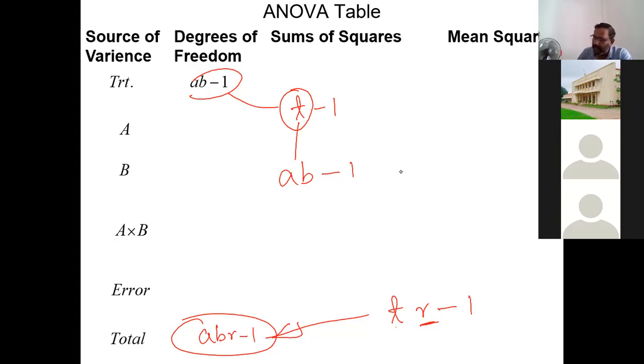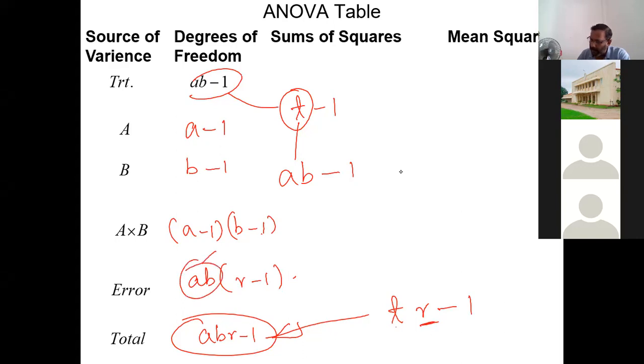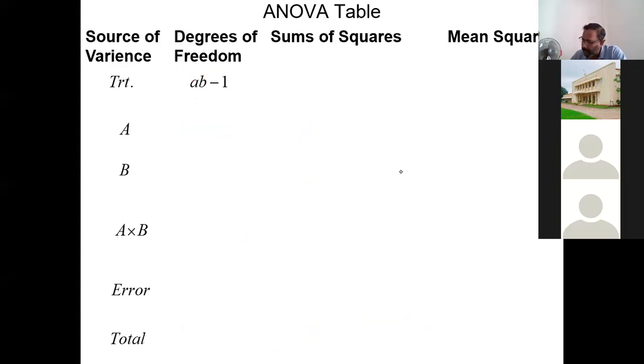How many levels are there in A? Factor A has a total of A levels, so A minus 1. How many levels of factor B? B, so that is B minus 1. So this is A minus 1 into B minus 1. This is AB into R minus 1. This is the same thing, because in CRD you might have taken this as T. So I'm going to write down all of them. There is chat, yes, good.